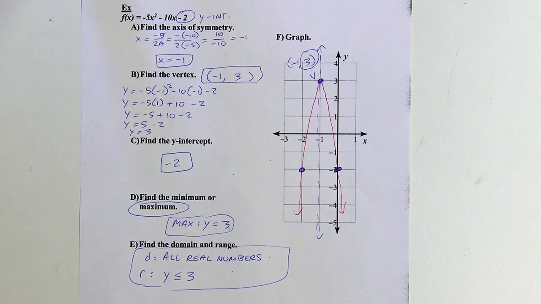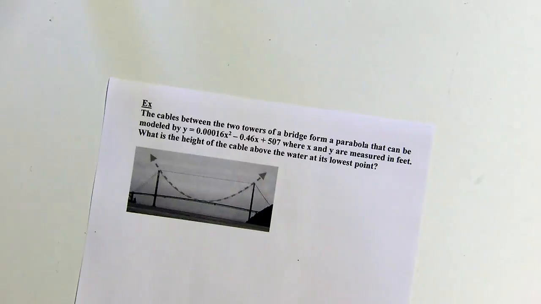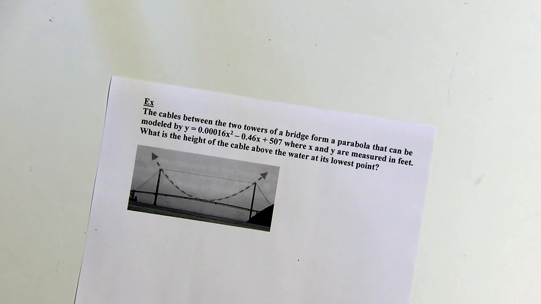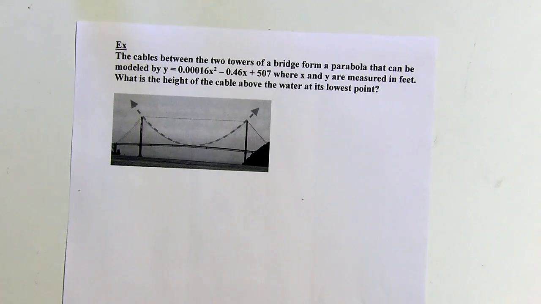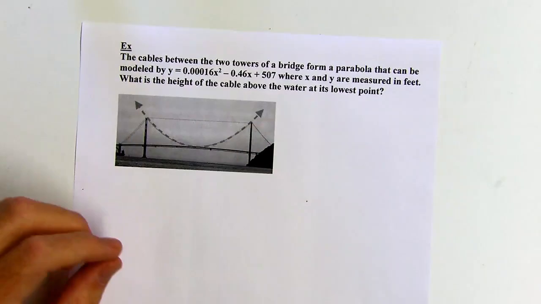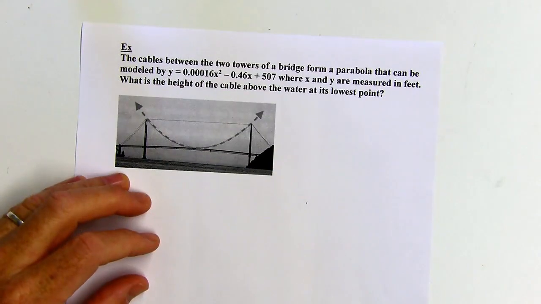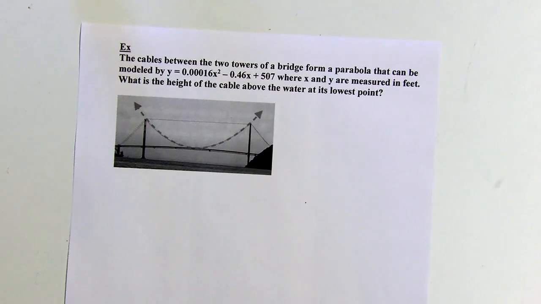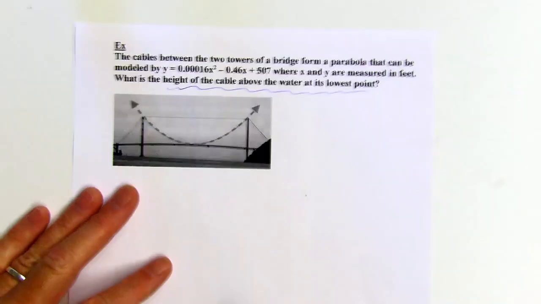All right, on the last page, we're going to do an application, which means a word problem. Here we've got a bridge, and it says the cables between the two towers of a bridge form a parabola. So here's our parabola that can be modeled by this equation, where x and y are measured in feet. And we want to know what is the height of the cable above the water at its lowest point.